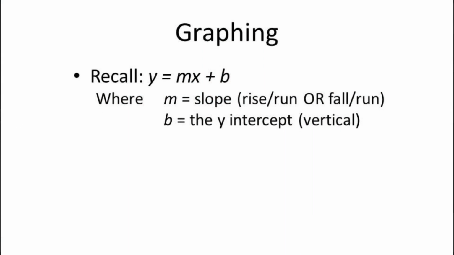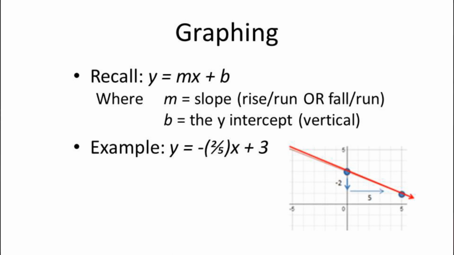You're probably familiar with the equation y equals mx plus b, where m equals the slope, which is the rise over the run, or maybe the fall over the run when looking at graphs. And an example would be y equals negative 2/5 x plus 3. In order to find b, which is the y-intercept, you simply plug in 0. So when x is 0, then y is 3. So you plot that point, and then you simply use the m, which would be negative 2, so you fall 2 and go over 5.